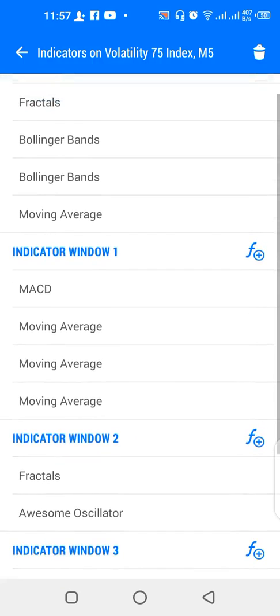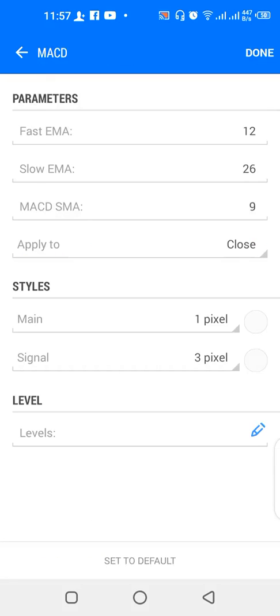Let's see the parameters for indicator window 1. We have MACD, and we have 3 moving averages. For the MACD, the parameters are fast EMA is 12, slow EMA is 26. MACD SMA is 9. Apply to close. Of course, there is no color.